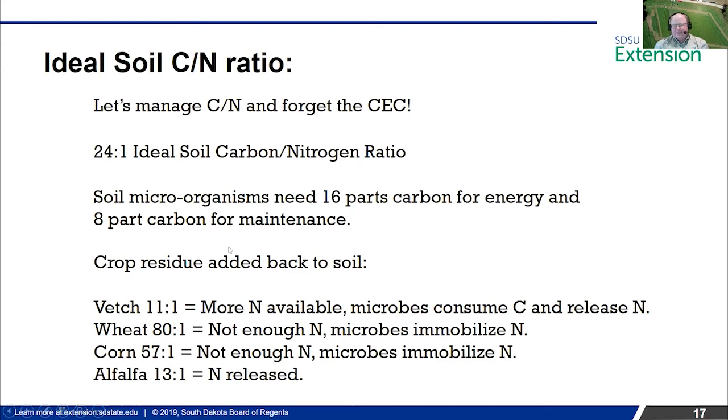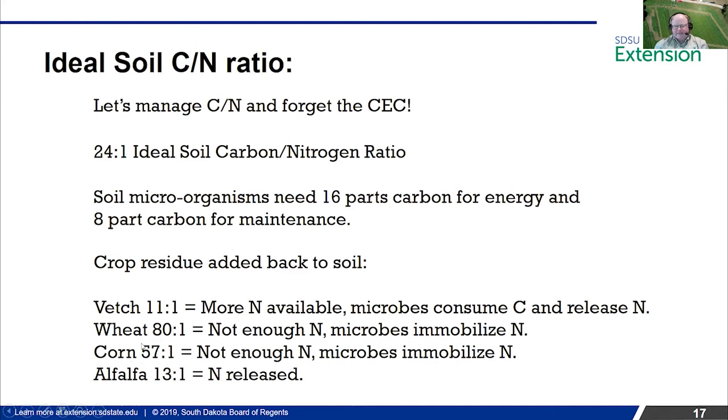Crop residue, as we add back to the soil: vetch, which is a legume, has a very narrow carbon to nitrogen ratio, so there's more nitrogen available. The microbes consume that carbon, they release nitrogen. Wheat, on the other hand, has a very wide C/N ratio, 80 to 1. There's not enough nitrogen there to satisfy the microbial breakdown of the carbon. And so we immobilize nitrogen. We tie it up in those microbial populations.